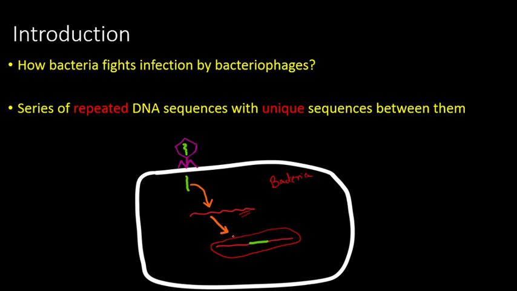Now, it was seen that some of the bacteria, they can resist the infection by such bacteriophages or viruses. So basically the whole CRISPR came up with a question, a basic question: how is a bacteria able to fight, or how some of the bacteria are able to fight these viruses?